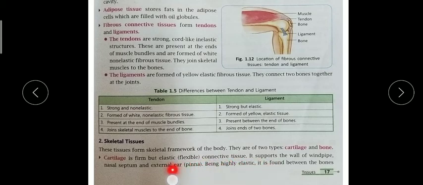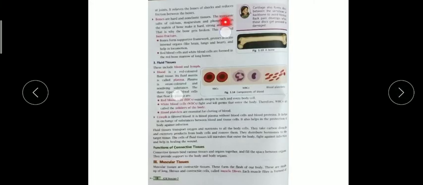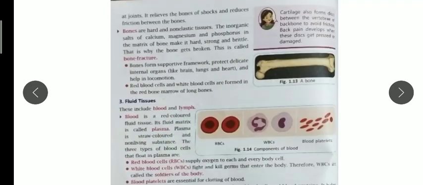It is highly elastic, so we can easily change the shape of the ear. Cartilage is also found between the bones at the joints. So remember, cartilage is found between the joints also. Joints bind the bones. It relieves the bones of shock and reduces friction between the bones, so we can easily walk or do any physical activity.